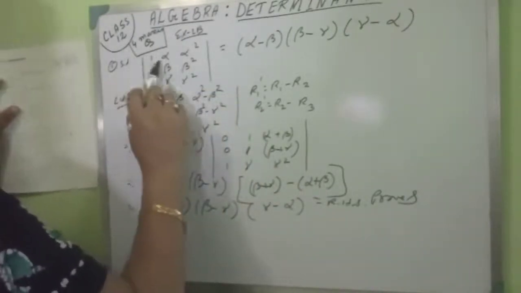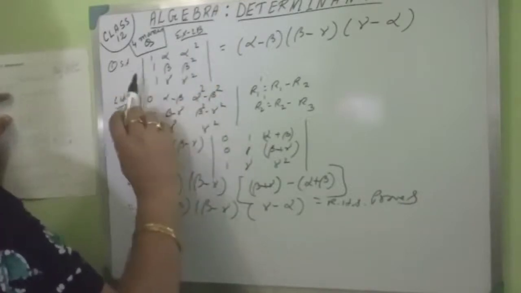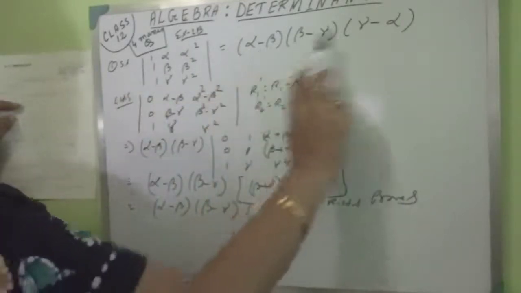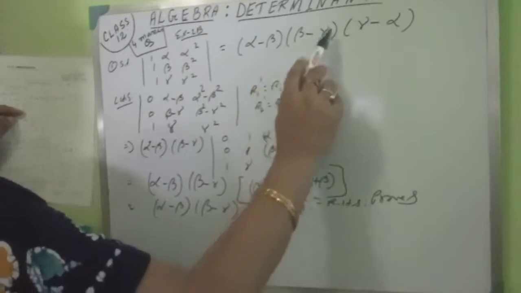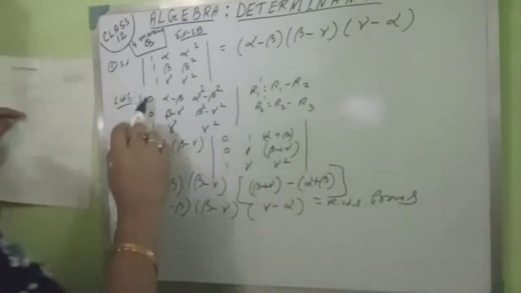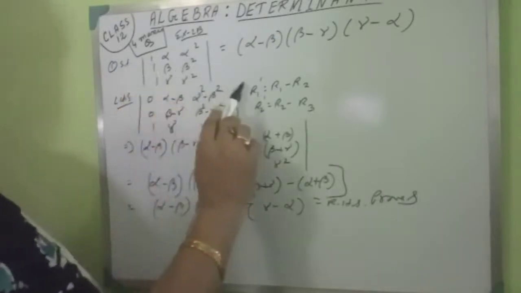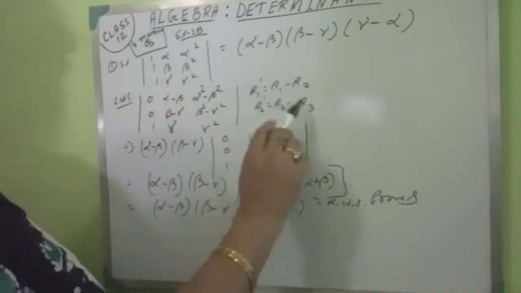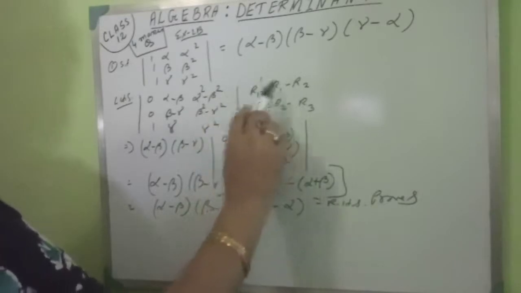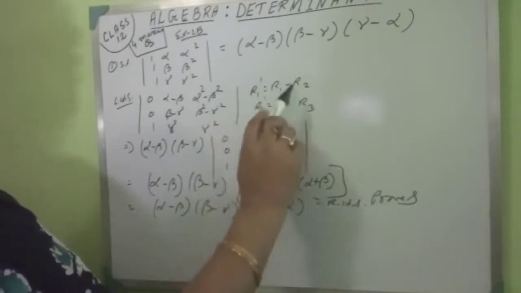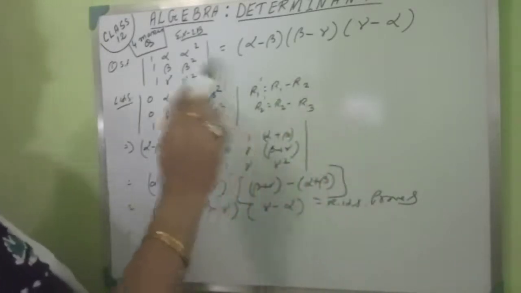Now we have to show that the determinant |1 alpha alpha square; 1 beta beta square; 1 gamma gamma square| is equal to these three factors: alpha minus beta, beta minus gamma, gamma minus alpha. Okay, now we will start with the left hand side, and we will first change R1 and then R2, that means R1 dash the new R1, R2 dash the new R2. I have already said this in the last video.